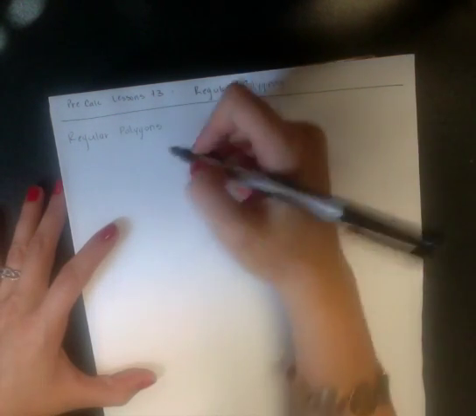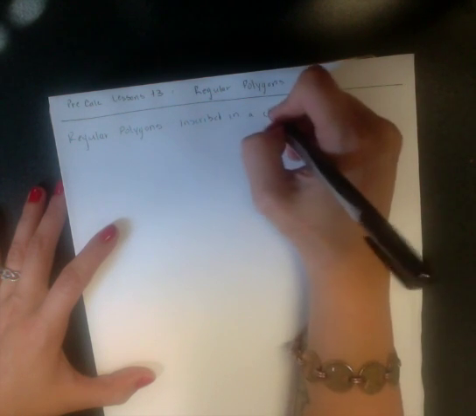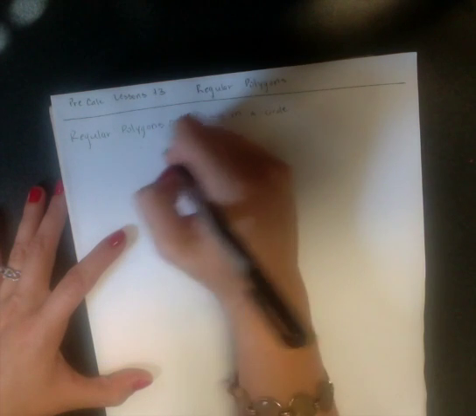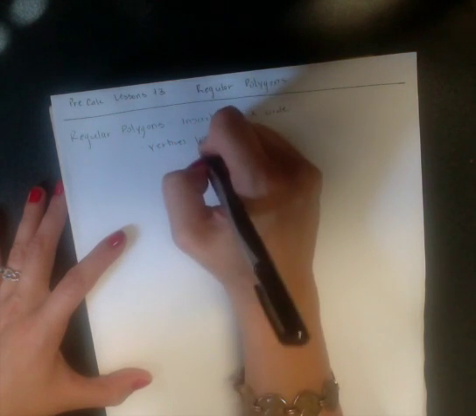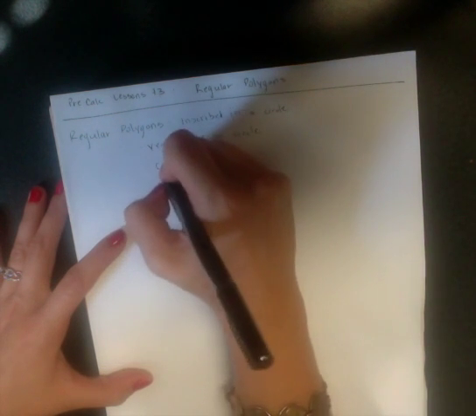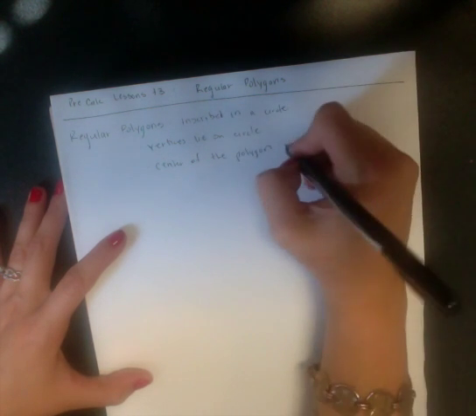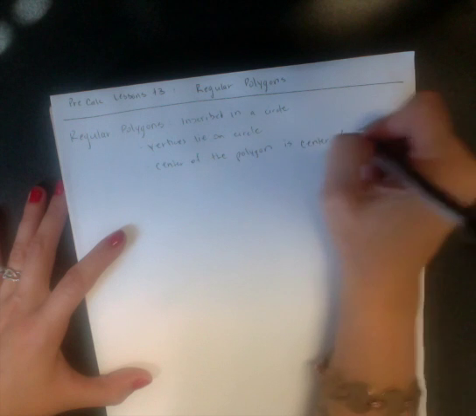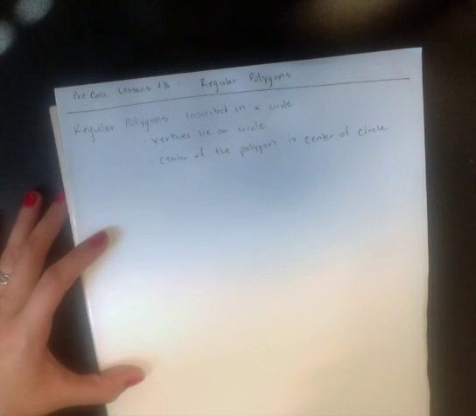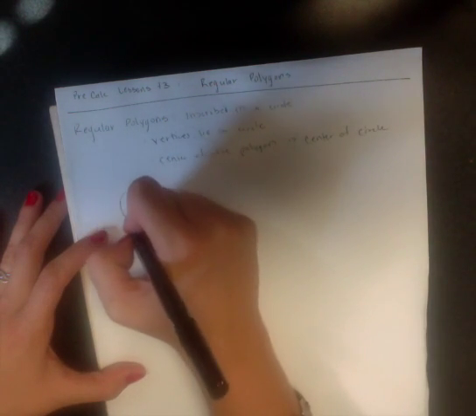Regular polygons are inscribed in a circle. Their vertices lie on the circle, and the center of the polygon is the center of the circle. Okay? Now, I am going to draw some pictures for you. They might not be extremely lovely, but if you want really lovely pictures, it is page 455 in your book.